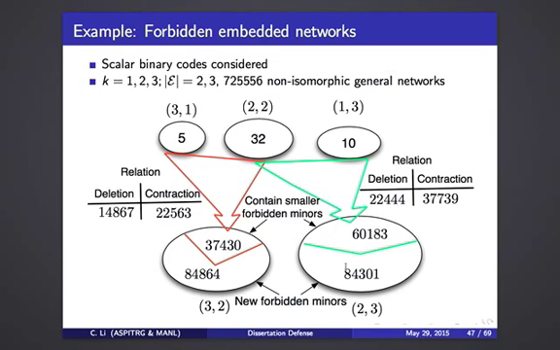Though there are many new forbidden minors, as we can see here, for insufficiency of scalar binary codes, we can still have some forbidden minor relationship among them. As it shows here, more than 37,000 insufficient 3-2 networks have one of the smaller forbidden minors as a minor, either by deletion or by contraction. And similarly, for the 2-3 insufficient networks, we also have the same relationship. So they have a minor embedded in them for these more than 60,000 insufficient cases.